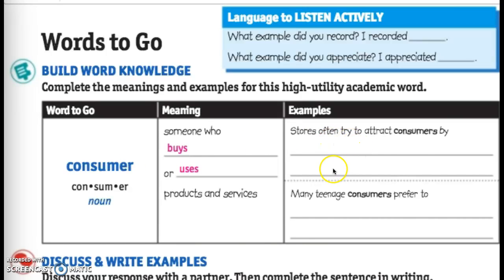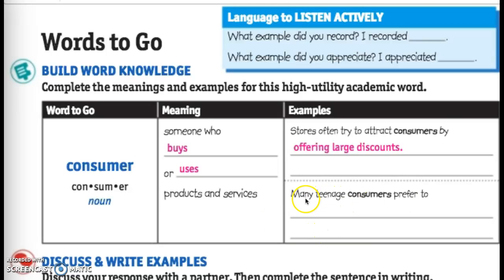Let's look at some examples. It says stores often try to attract consumers by offering large discounts. So that's something that if you see, hey, 50% off, 70% off, you're like, hey, I want to go become a consumer in that store because there's a large discount. Just going to write that down, offering large discounts.